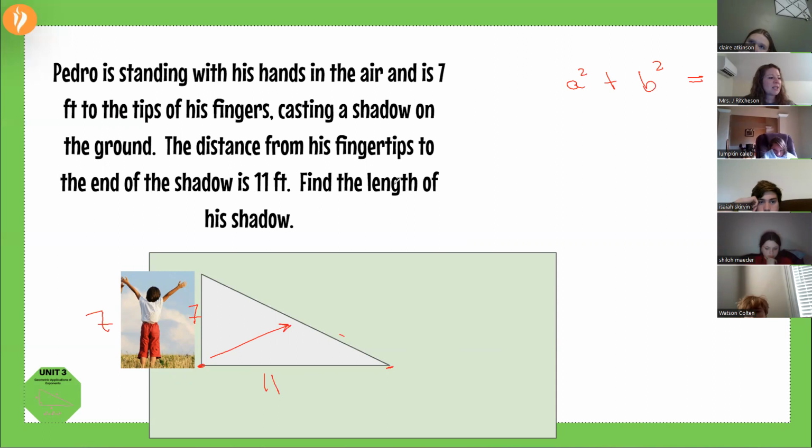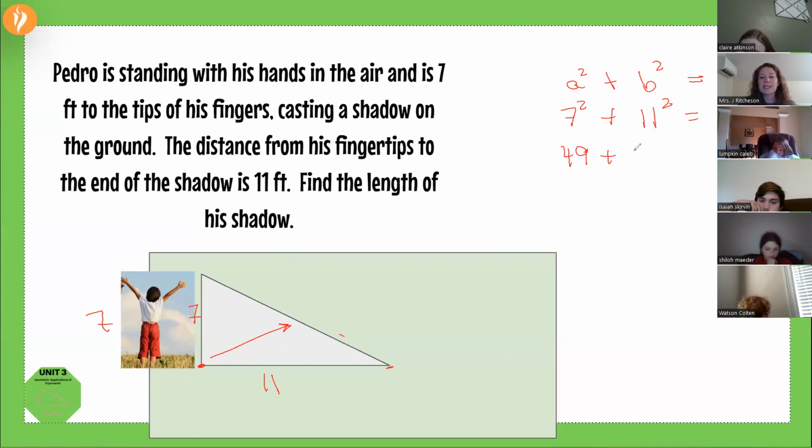I appreciate it. So we can use 7 and 11 for a and b. It doesn't matter which one. We could interchange these and say 11 squared plus 7 squared. It doesn't matter, but we are looking for the hypotenuse according to our picture. So can anyone help me? What is 7 squared? Thank you, Jimena. 7 squared is 49.